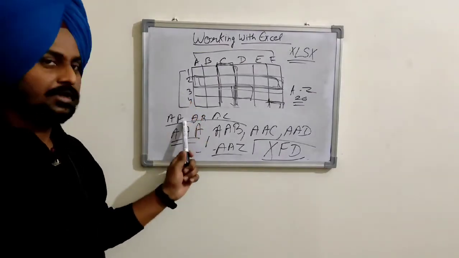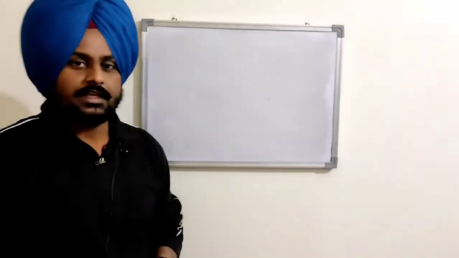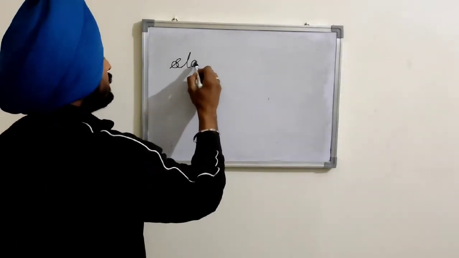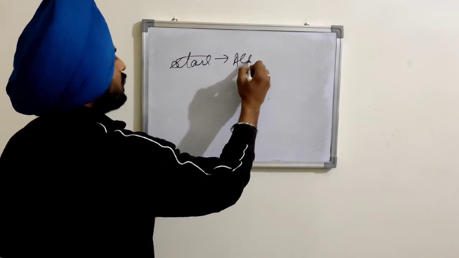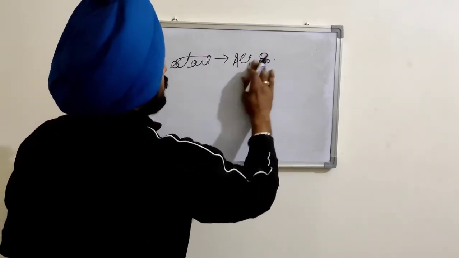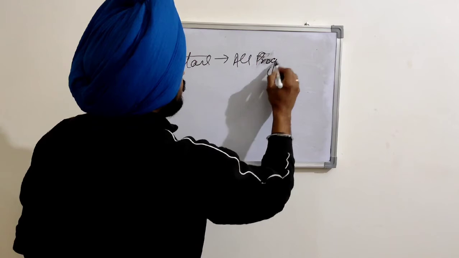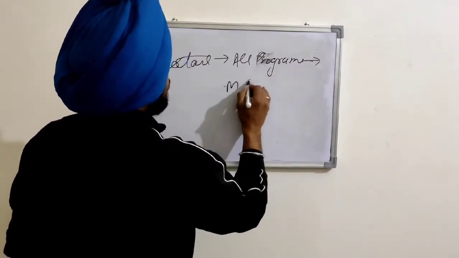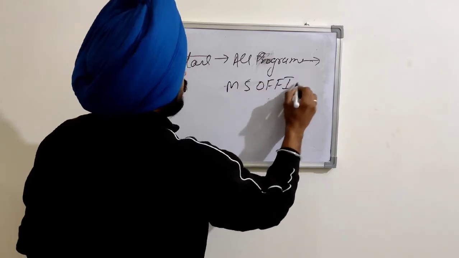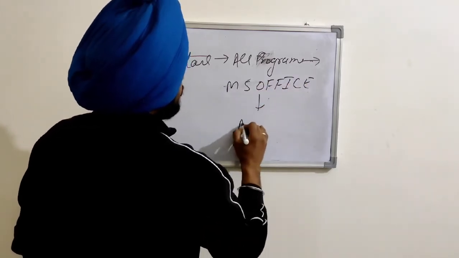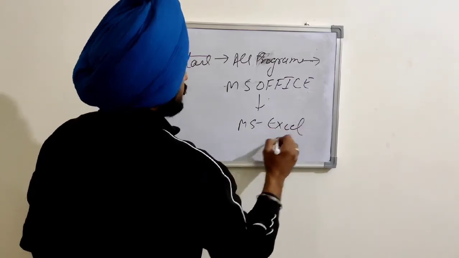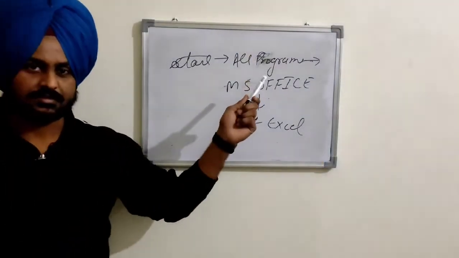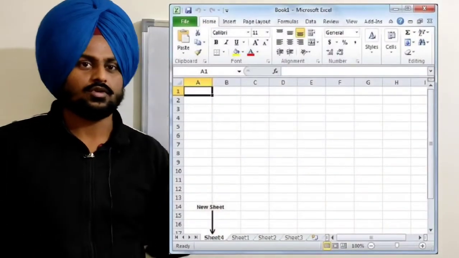Rows are in numbers, columns are in alphabets. Thereafter, how will you start MS Excel? Simply you need to click on the start button, then all programs, and there will be MS Office. There you will get MS Excel. Once you have clicked this, you will get a window of MS Excel. It will look like that, as you can see on the screen.